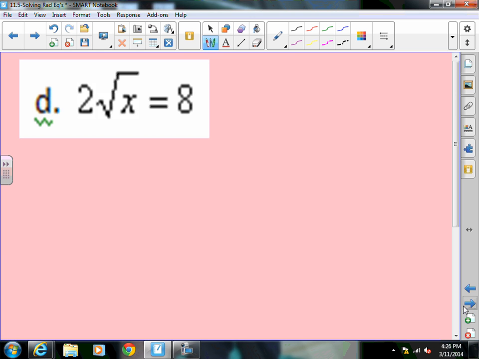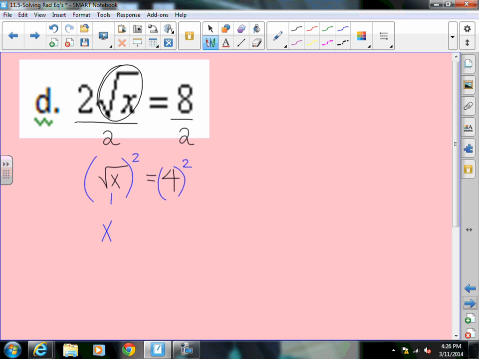Okay, example D. This time we're trying to get the rad alone. There is a 2 squeezed to that rad. So remember that squeezed means multiplication. So to cancel multiplication, we're going to divide by 2 on both sides. So then I have rad x, that rad is still there, equals 8 divided by 2 is 4. Now, since the rad's alone, it's time to get rid of it. So I square both sides. When you square a rad, it goes away, so you bring down what's inside, which is an x. 4 to the second power is 16, and there's your answer.